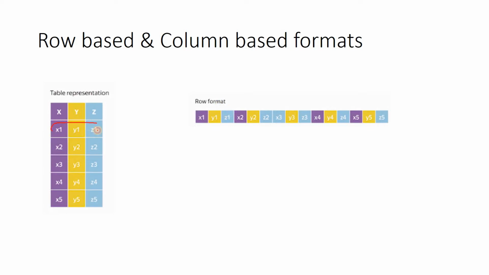Consider the first row. The first row is stored here, and the second row comes here. So in a row oriented database, the first column of a row will be next to the last column of the previous row. Try to understand the definition. Consider the second row: the first column of the second row is x2, and this x2 will be next to the last column of the previous row.